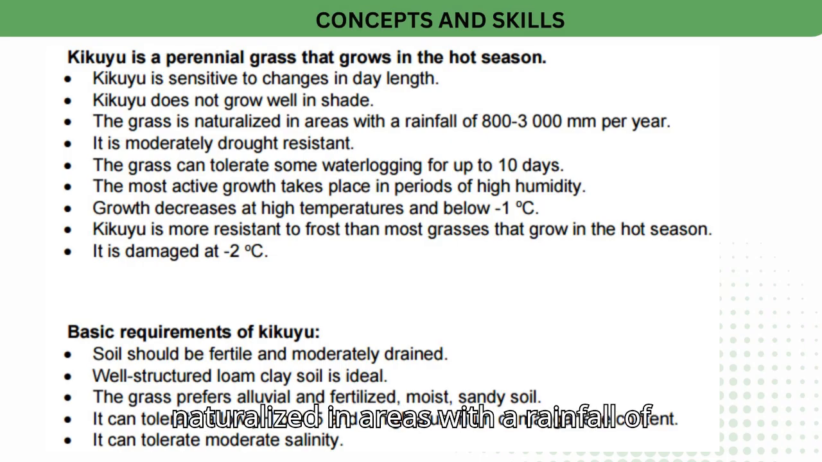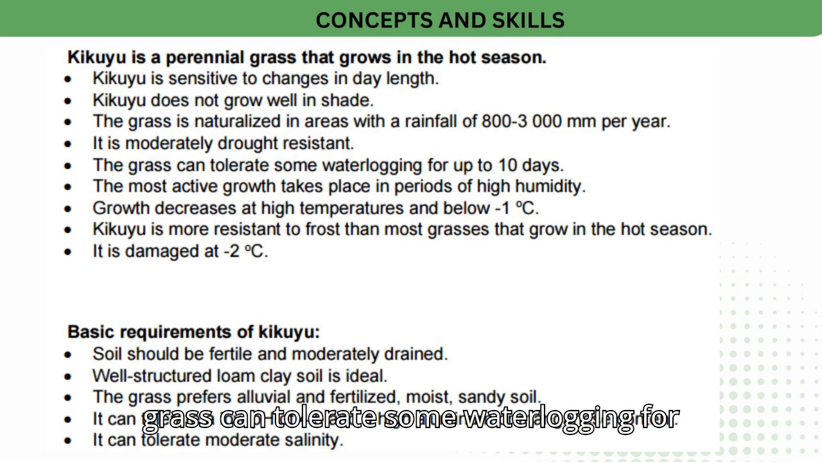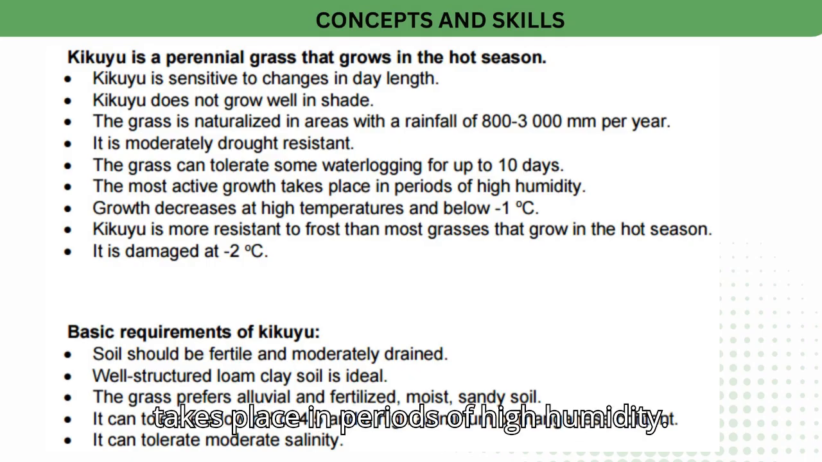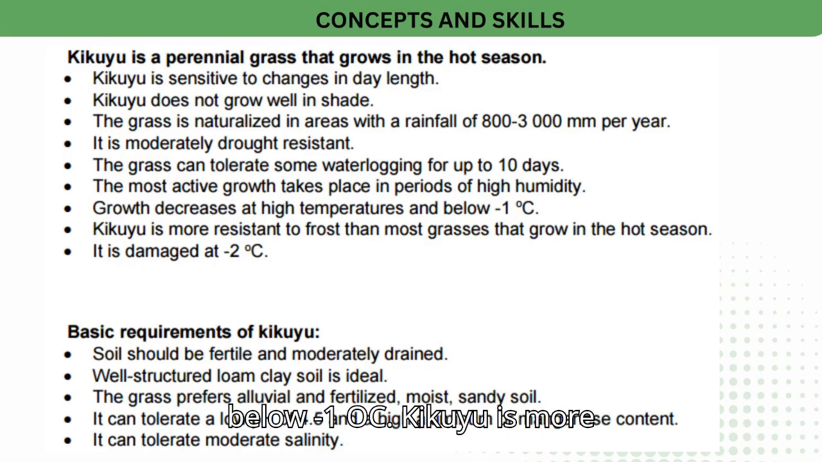The grass is naturalized in areas with a rainfall of 800 to 3000 mm per year. It is moderately drought resistant. The grass can tolerate some waterlogging for up to 10 days. The most active growth takes place in periods of high humidity. Growth decreases at high temperatures and below -1 °C. Kikuyu is more resistant to frost than most grasses that grow in the hot season. It is damaged at -2 °C.